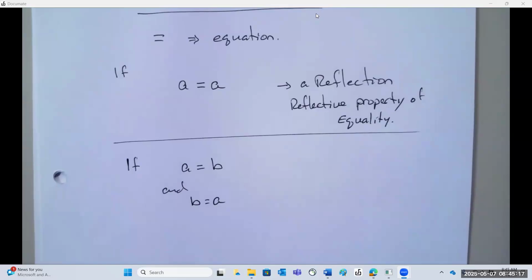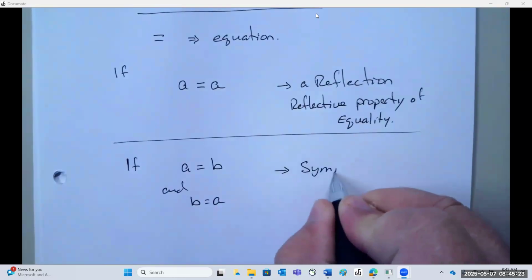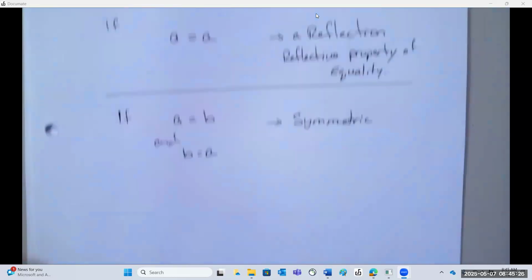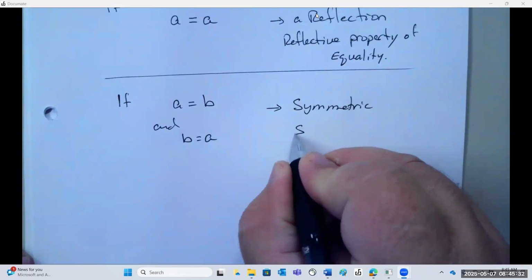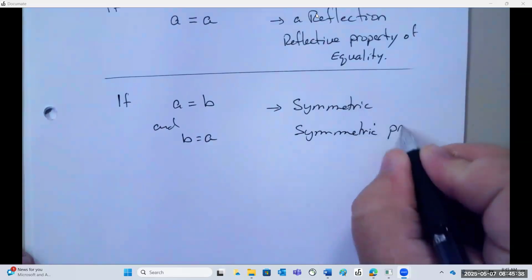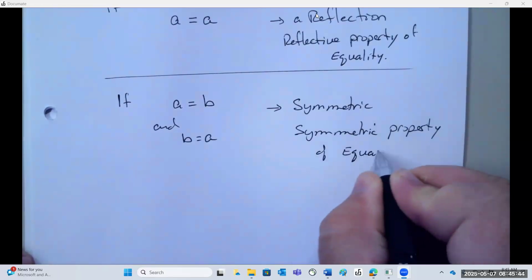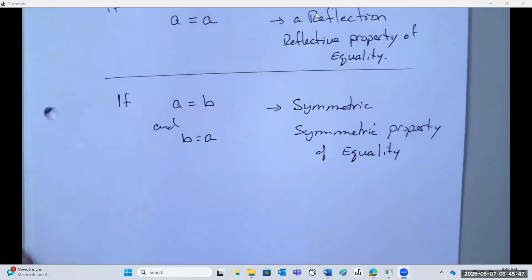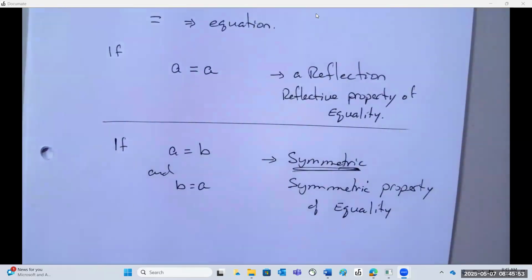If A equals B and B equals A, then they're symmetric. This is proved by the symmetric property of equality. You see, I'm giving you the shorter word. So if I say symmetric, it automatically means symmetric property of equality. We just say it's symmetric or reflective.